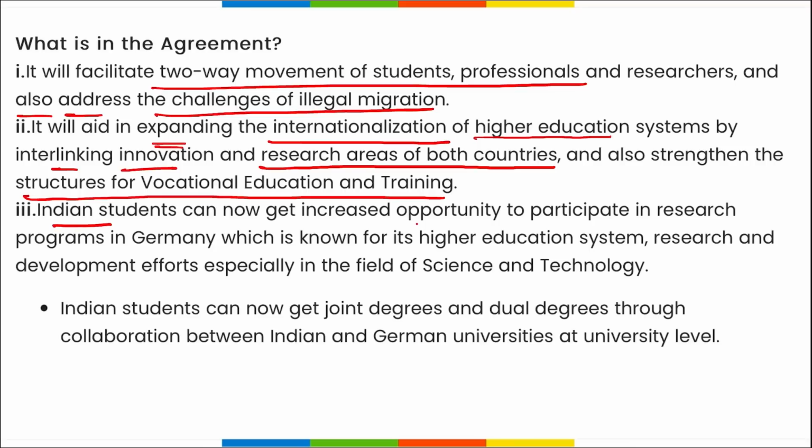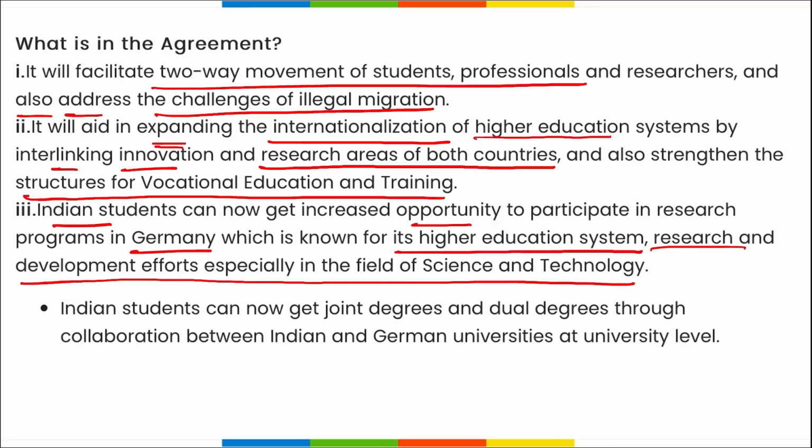Indian students can now get increased opportunities to participate in research programs in Germany, which is known for its higher education system, research, and development efforts, especially in the field of science and technologies. All right, so basically, to do research work, and to collaborate between the study, research, and work between these two countries. This particular comprehensive migration and mobility partnership was signed between which two countries? Between India and Germany. All right.